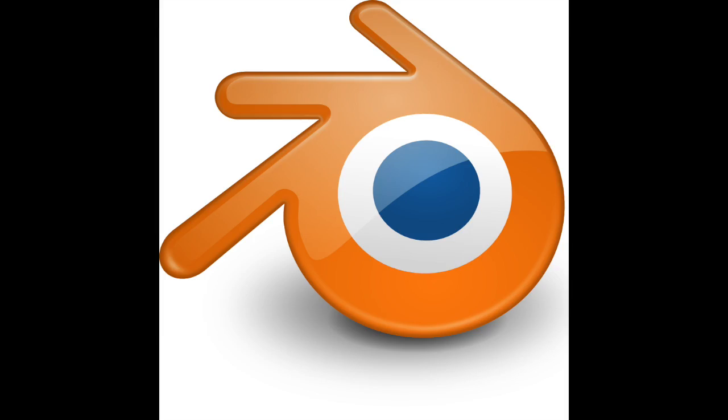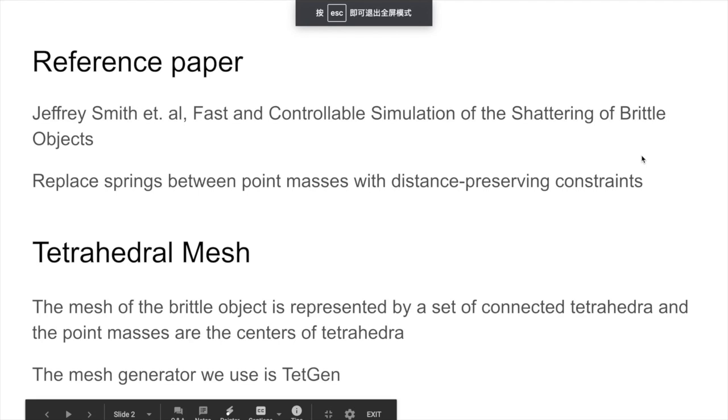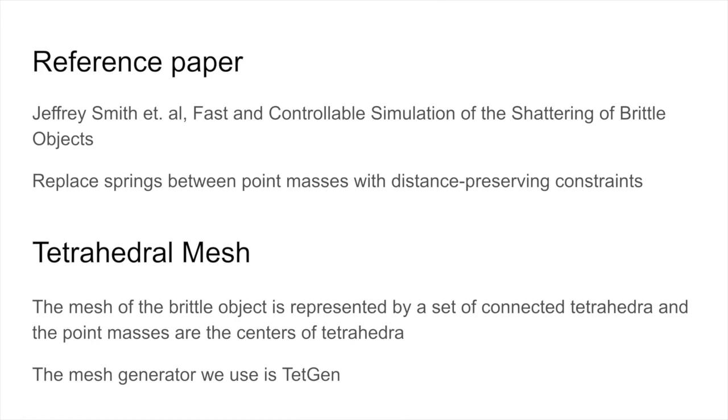We've learned a lot so far about cutting-edge simulation techniques and relevant software such as Blender and TetGen. Here's a summary of our progress so far. The reference paper we are using is from Jeffrey Smith, and in their paper and our simulation, we are going to replace springs between point masses with distance-preserving constraints.